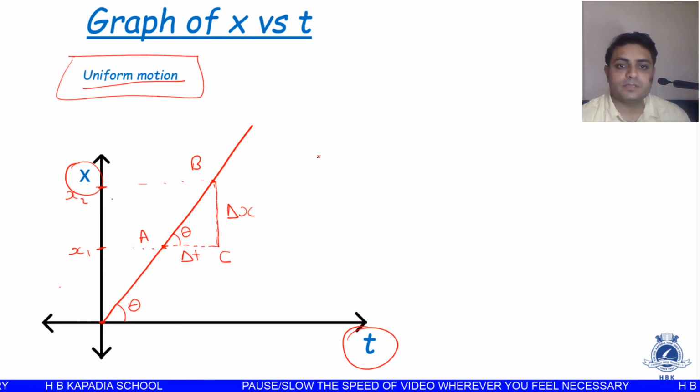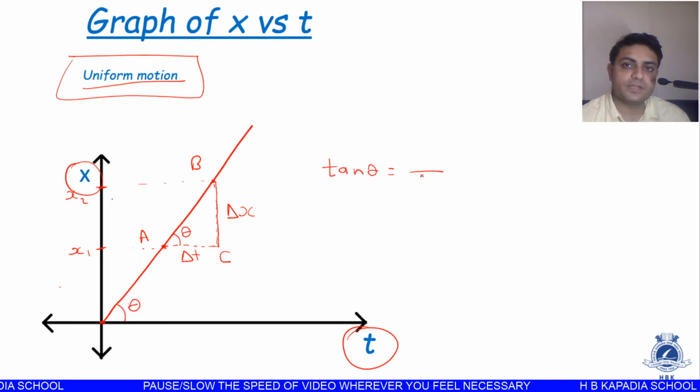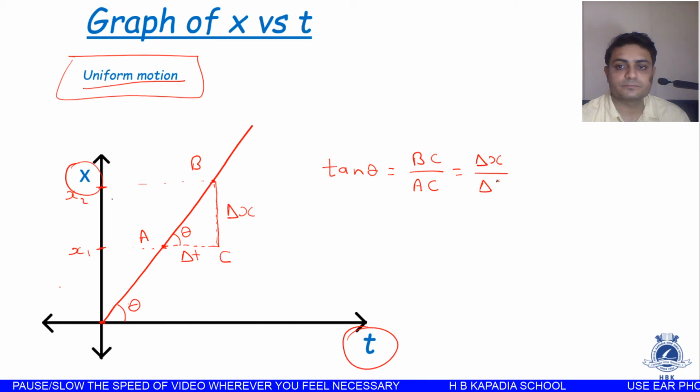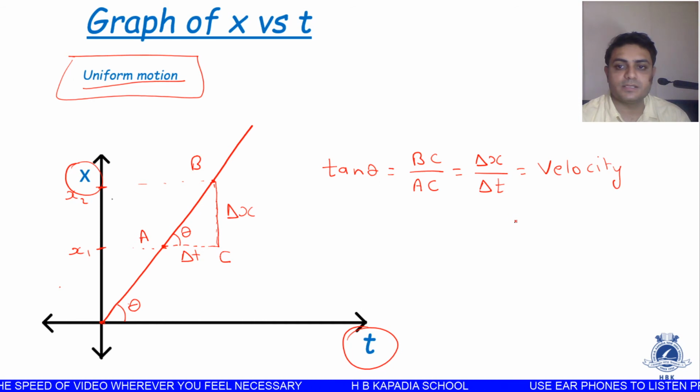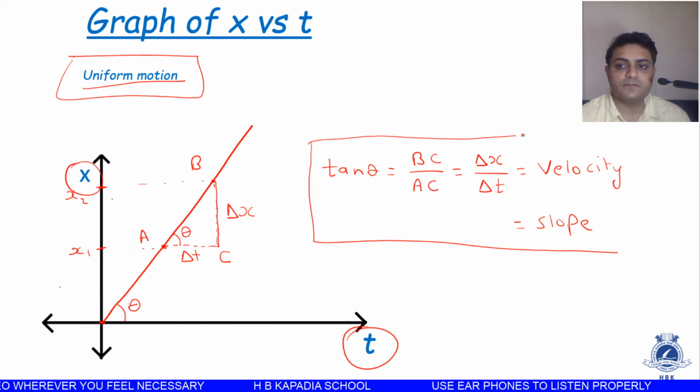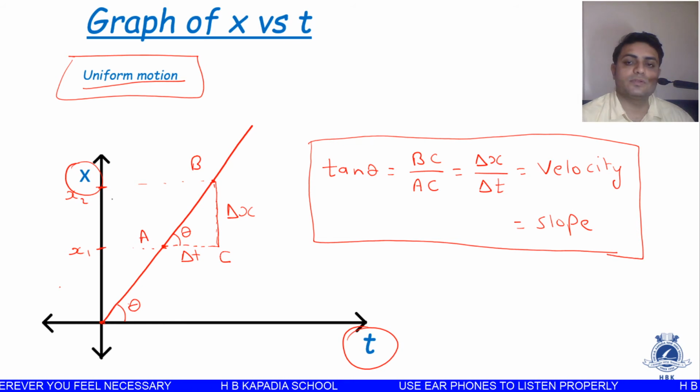So if we find out tan theta at this point, then we know that tan theta is the length of the opposite side upon the length of the adjacent side. We'll get BC by AC. This BC by AC will give delta x by delta t, and that will give information about velocity. And this tan theta is nothing but the slope of this graph. So with the help of the slope, or tan theta, we can find out the information about velocity. Okay, so it's quite simple.